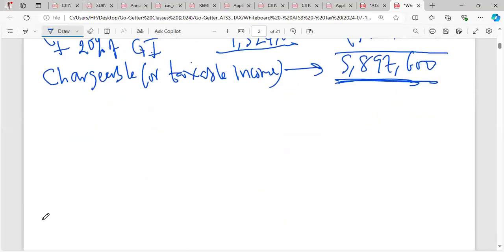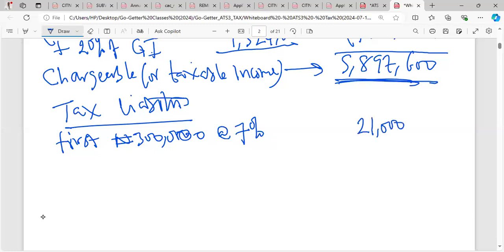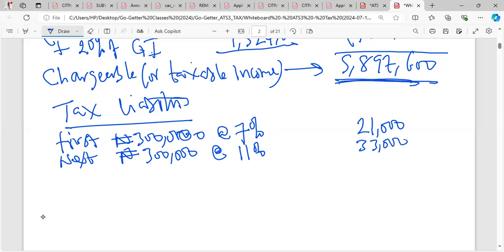So what do we now do? You will now come and give your tax liability. Now you take the first 300,000 at 7%. That means this is 21,000. The next 300,000 at 11%. This is 33,000.